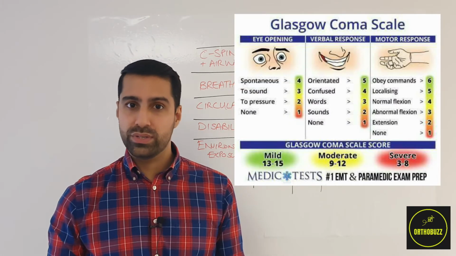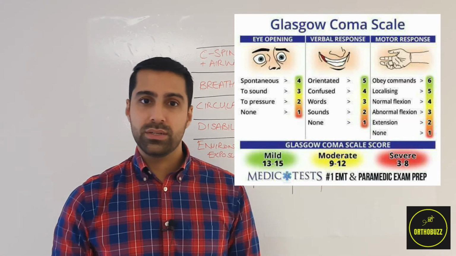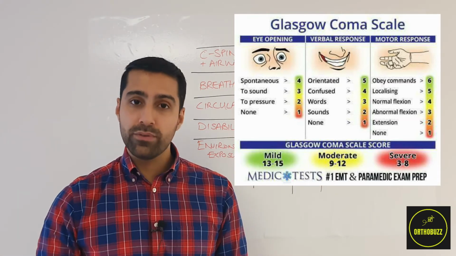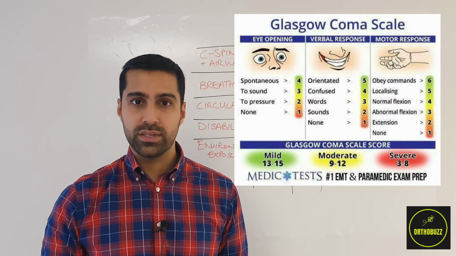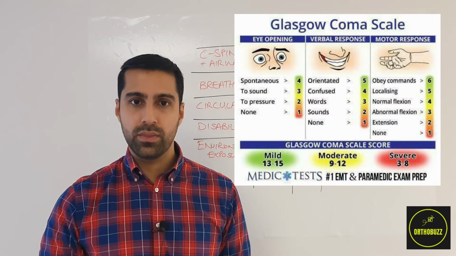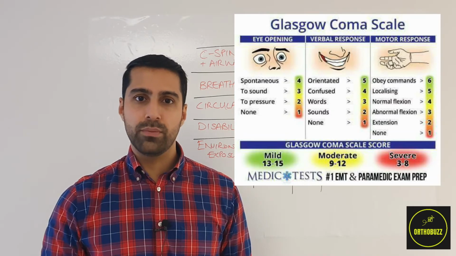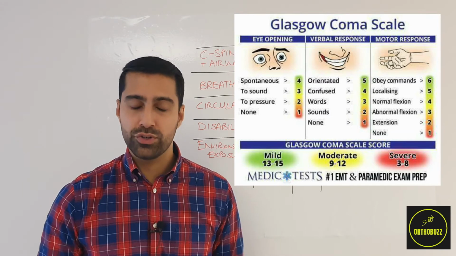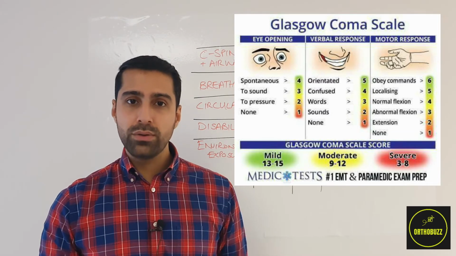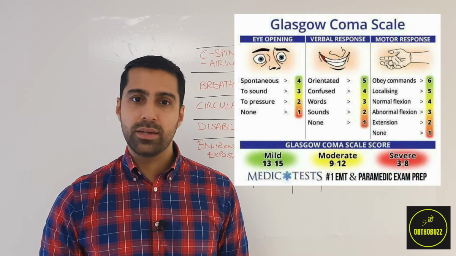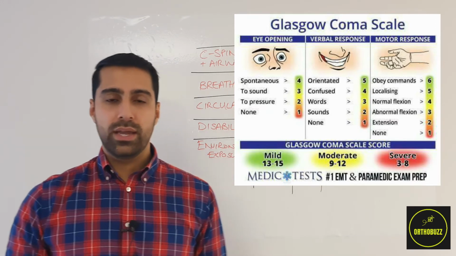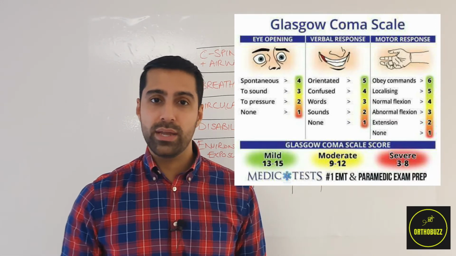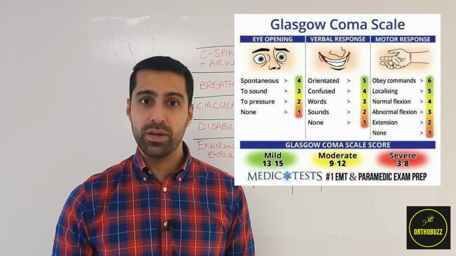This is a 15-point score, which looks at the patient's eye function, verbal function, and motor function to give them a score out of 15. The higher the score, the greater the patient's mental function. A low score, especially below 8, may require the patient to be intubated to protect their airway, as they would be unable to do so by themselves.